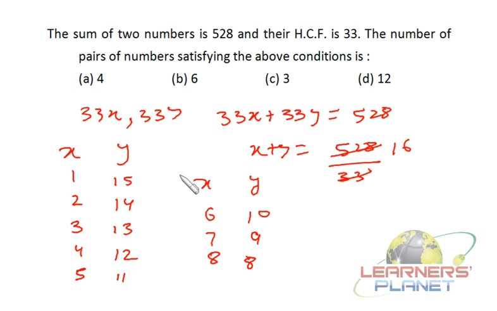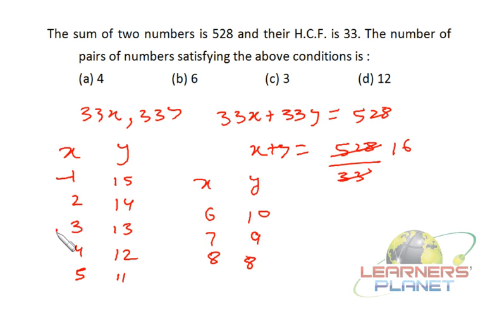Since we have to maintain the HCF as 33, we need to choose the pairs in which the numbers are co-prime to each other. See, in this case, there is 1 and 15. In this case, 2 and 14 are not co-prime to each other. That means their HCF will come to 33 into 2, that is 66, not 33. So we cannot take the pair of 2 and 14.